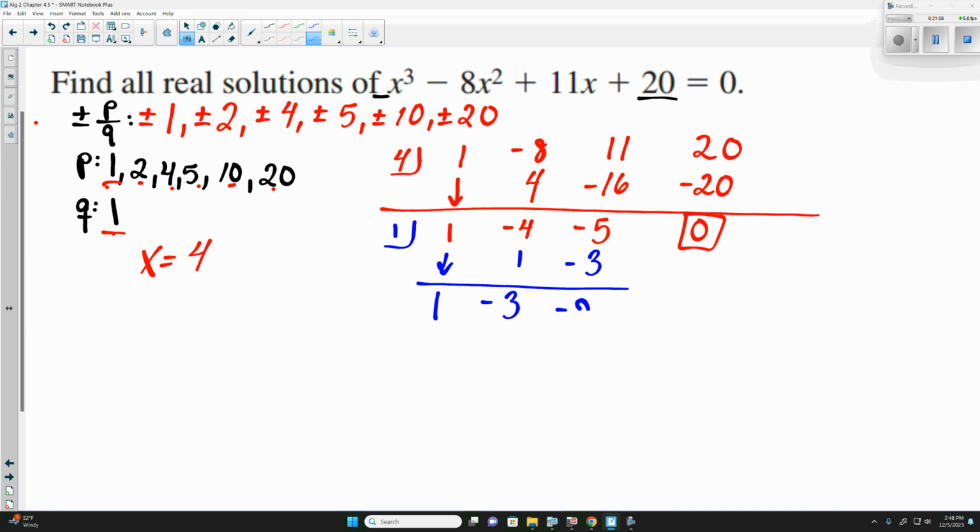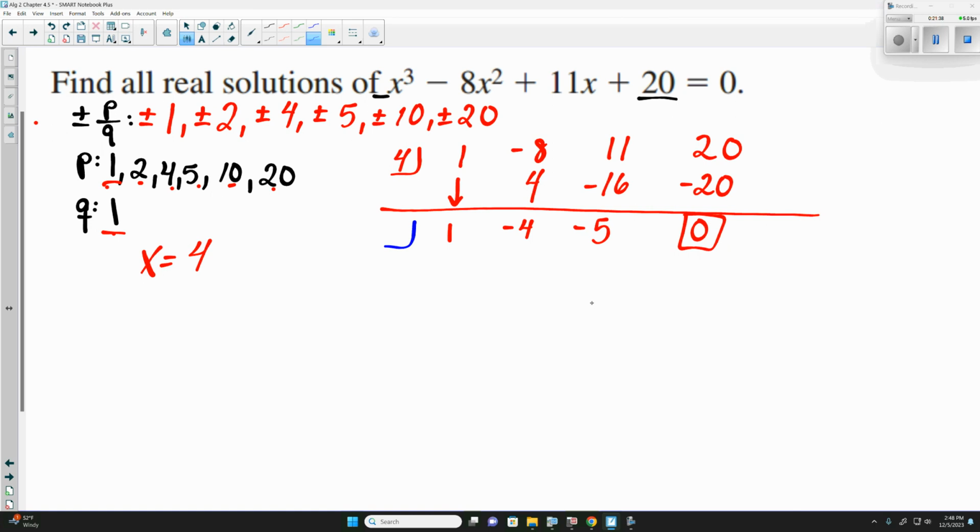1 times negative 3 is negative 5. Negative 5 plus negative 3 is negative 8. It does not work. We wouldn't get the exact same numbers with 2, but we would not get a remainder of 0. But we still have 4. It could work again. But we also have 5, 10, 20, negative 1, negative 2, negative 4, negative 5, negative 10, and negative 20. Because we have all these that we could try.